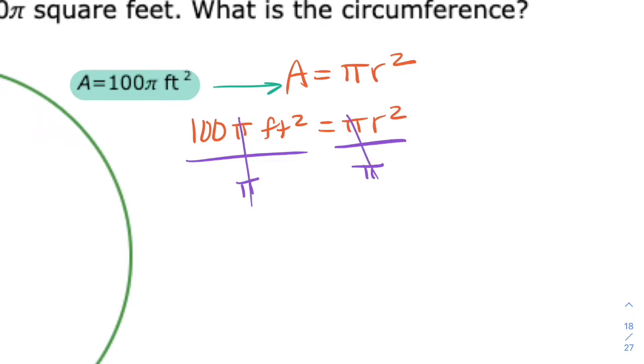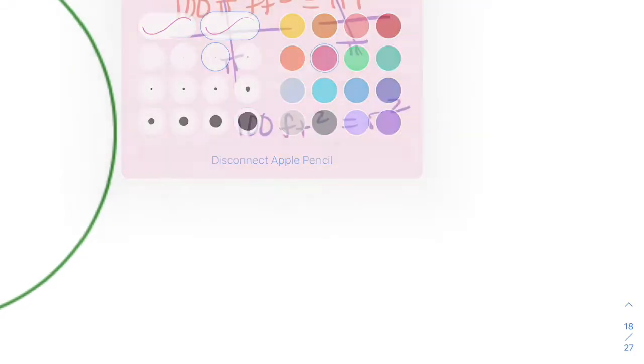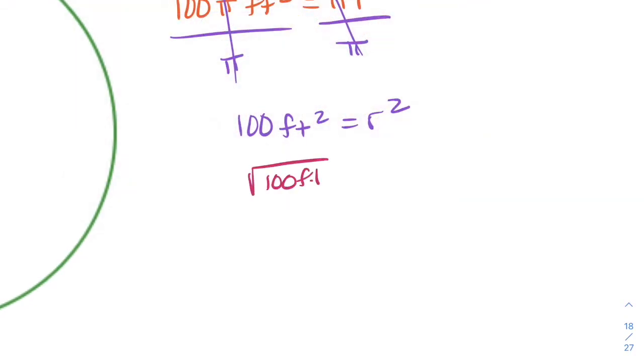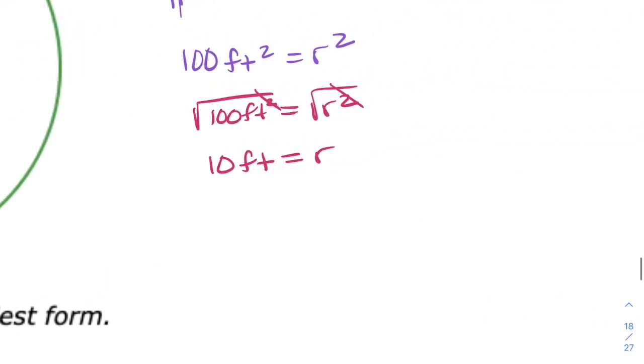That goes away. So I have 100 feet squared equals r squared. So now the square root of 100 feet squared equals the square root of r squared. So feet squared, so 10 feet equals r. The square root of r squared is r. The square root of feet squared is feet. And then the square root of 100 is 10. So we have 10 feet. The radius is 10 feet.